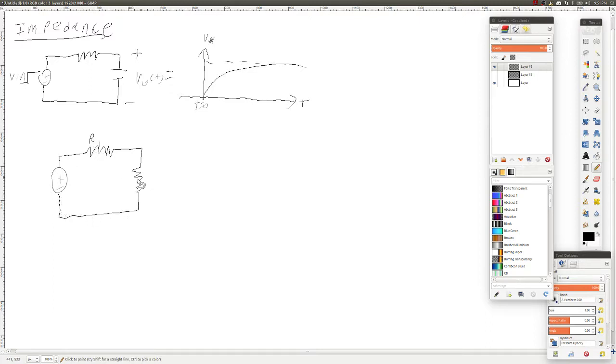R1 and R2. And so, if you have V in and you have V out equals V R2, this is equal to V in times R2 over R1 plus R2. The voltage divider is a really simple way to look at circuits like this and get a simple output voltage.